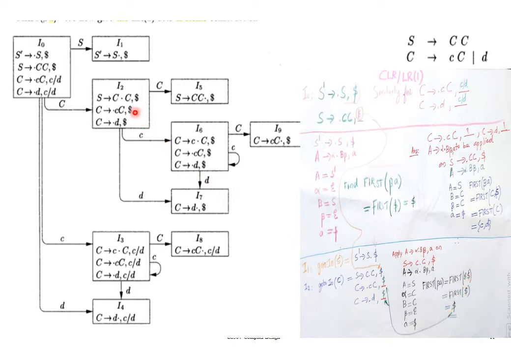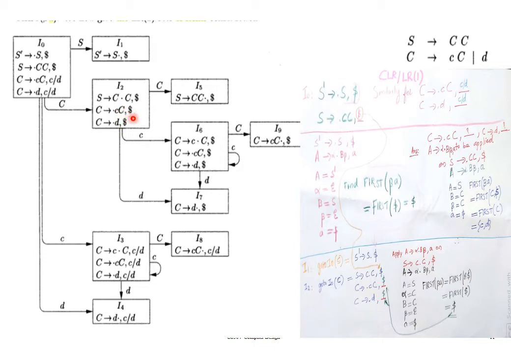Then goto of I2 on small c. C gives C dot C comma dollar. This dot is exactly copied, whereas we have to add more productions of C into this closure because after the dot there is non-terminal capital C. So for capital C, the productions are C gives dot CC, C gives dot D.